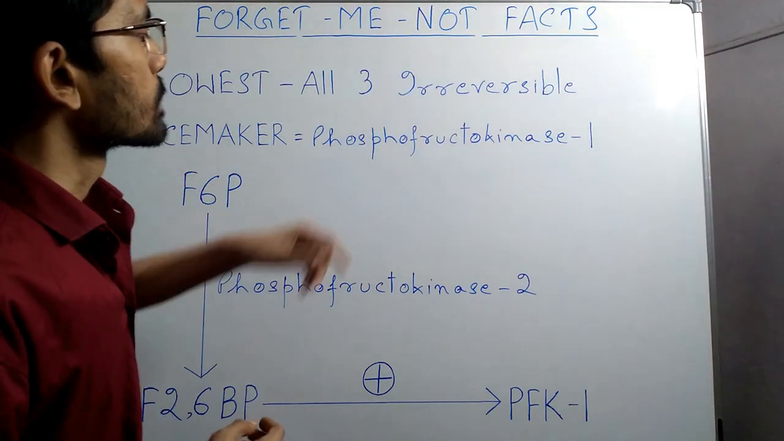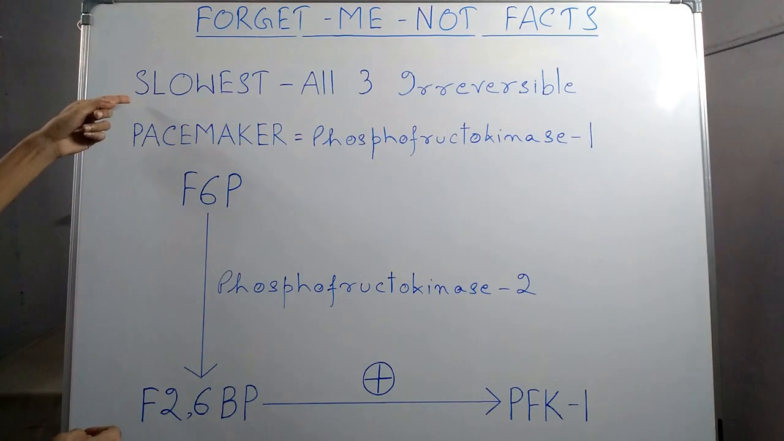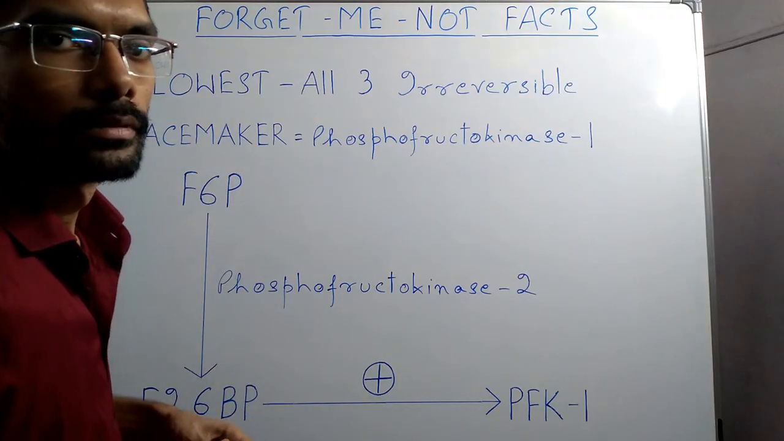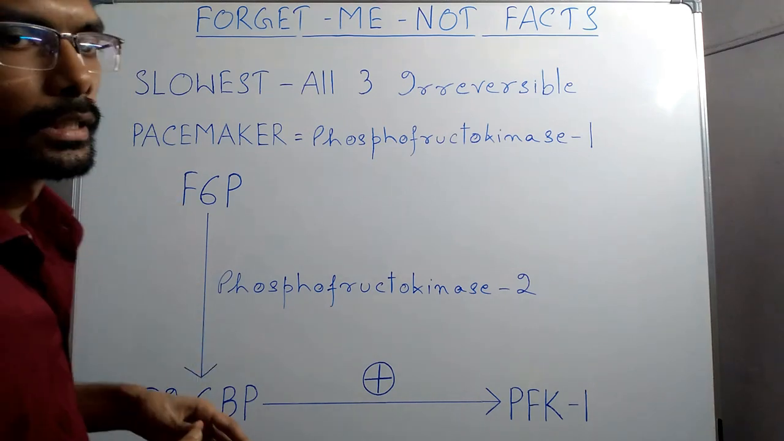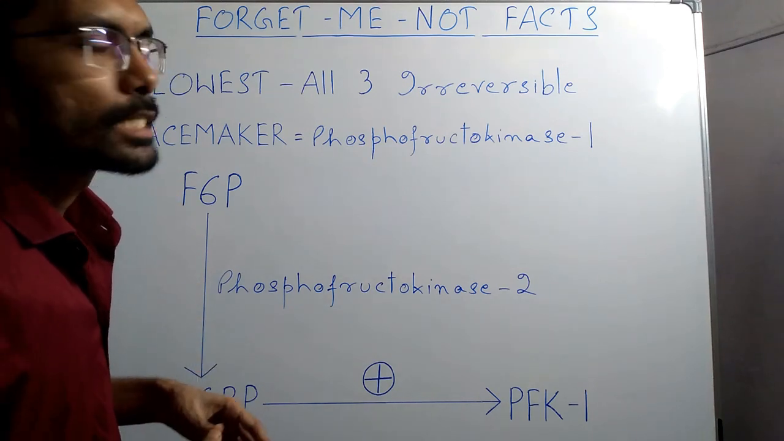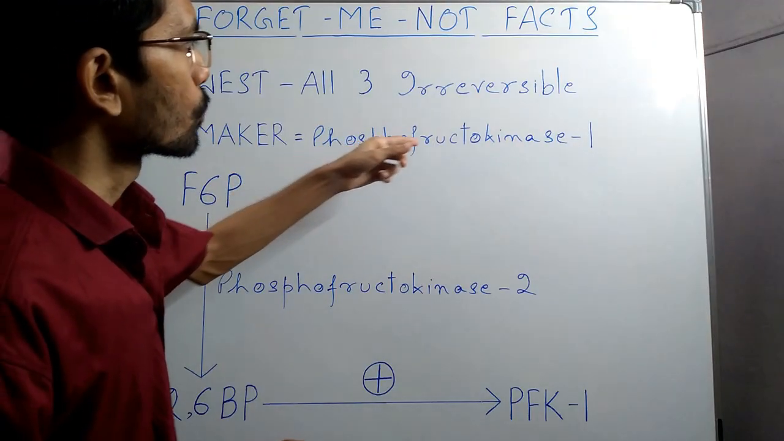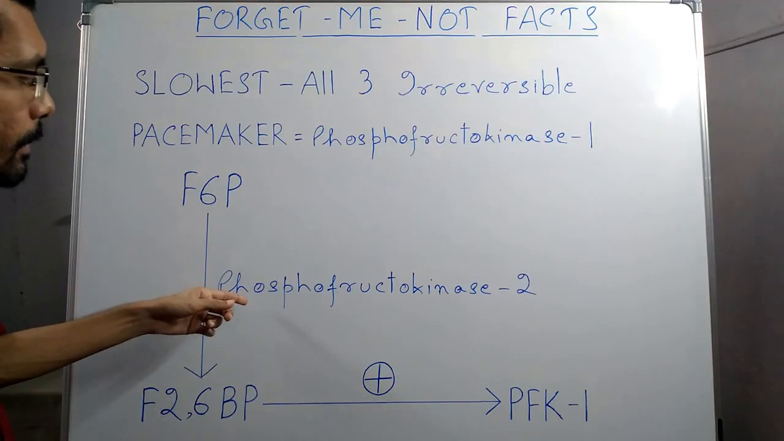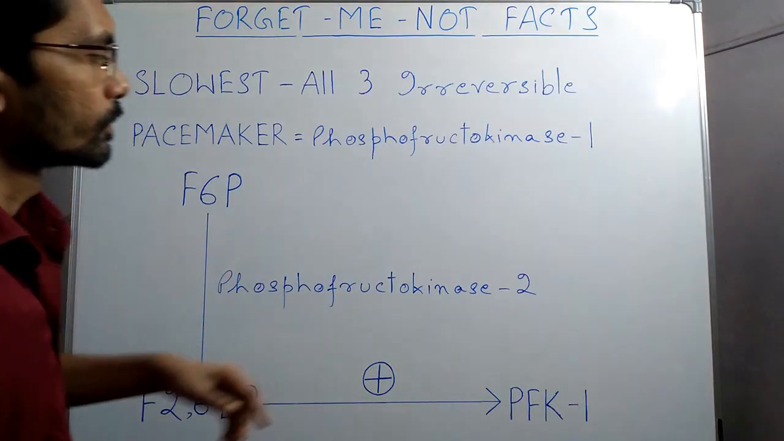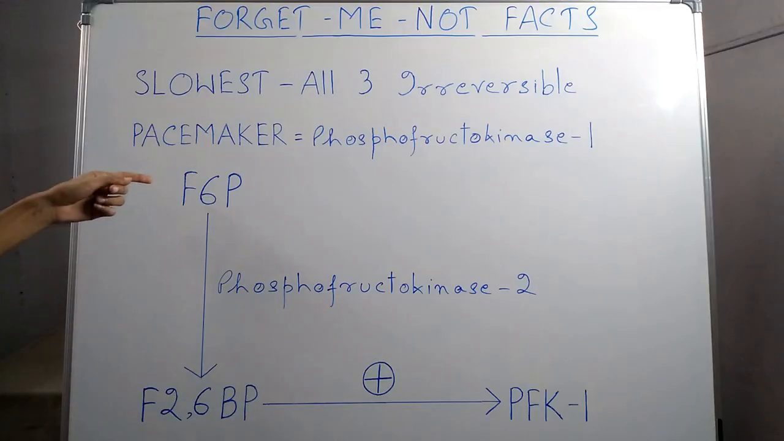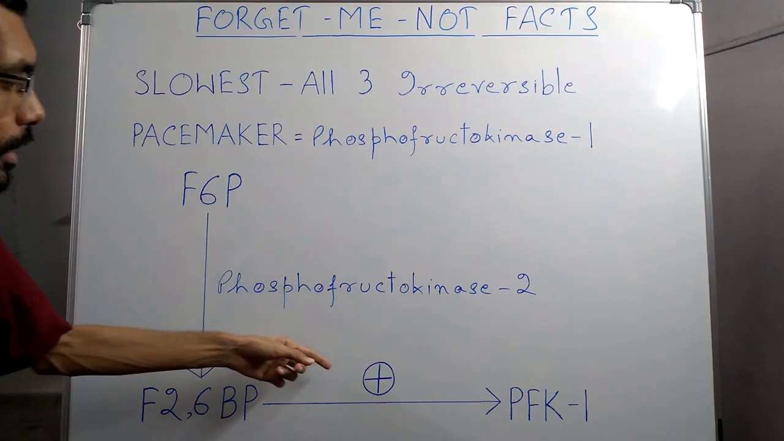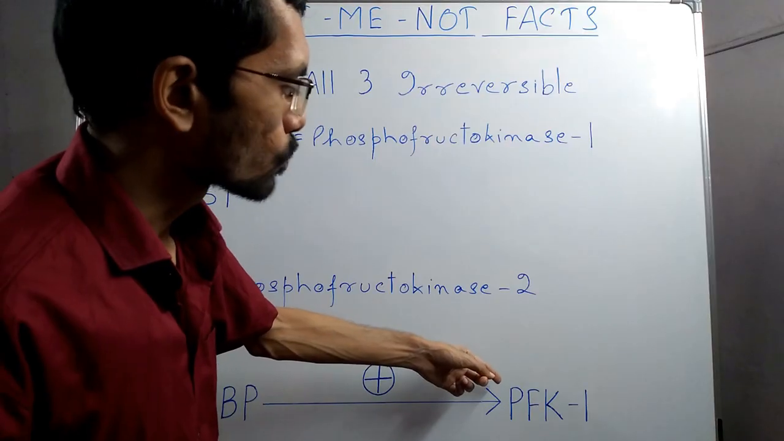All of the 3 irreversible steps are the slowest, but the pacemaker of glycolysis catalyzes the rate-limiting step. The pacemaker enzyme, that is phosphofructokinase, is more precisely called phosphofructokinase 1. The reason being the existence of another enzyme called phosphofructokinase 2, which converts fructose 6-phosphate to fructose 2,6-bisphosphate. Fructose 2,6-bisphosphate in turn upregulates phosphofructokinase 1.